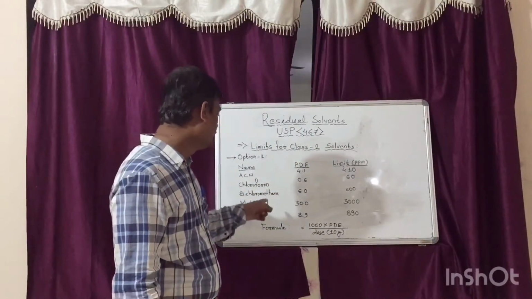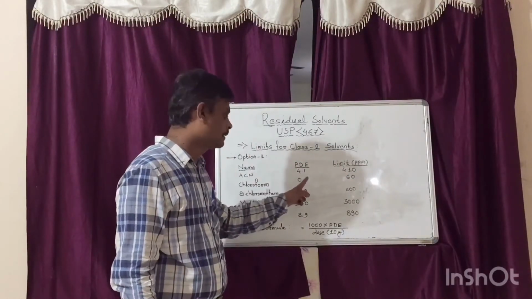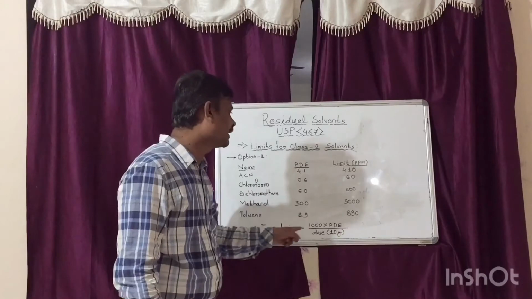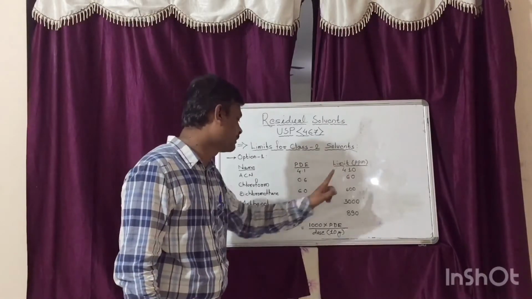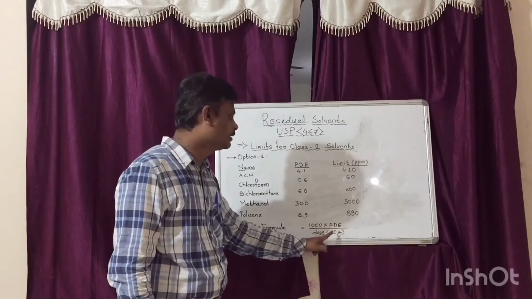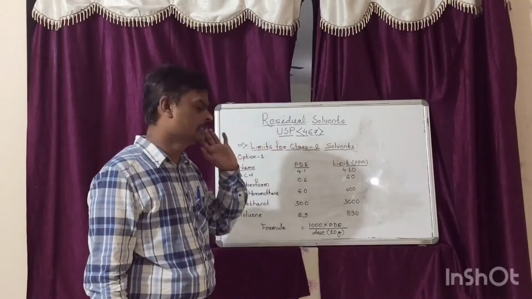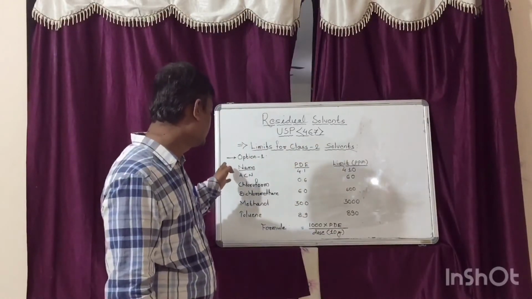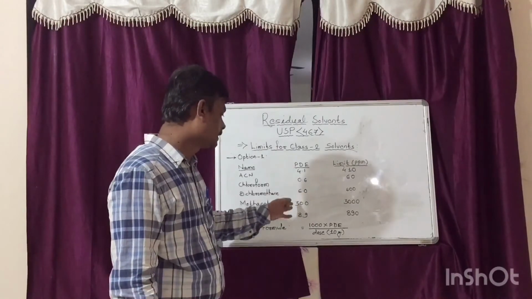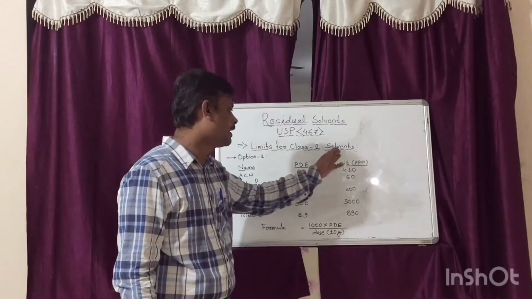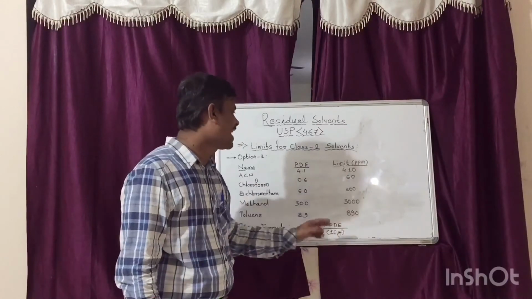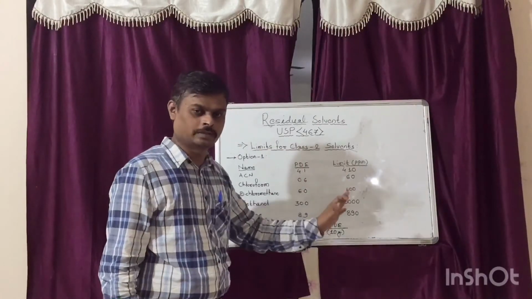Similarly, the PDE for chloroform is 0.6 mg per day. So based on this PDE, you can calculate the option 1 limit as 60 ppm. That is 1000 into 0.6 divided by 10 will be equal to 60 ppm. So this is the list of class 2 residual solvents, their respective permitted daily exposures, and using this formula you can calculate the option 1 limit for any class 2 solvent.